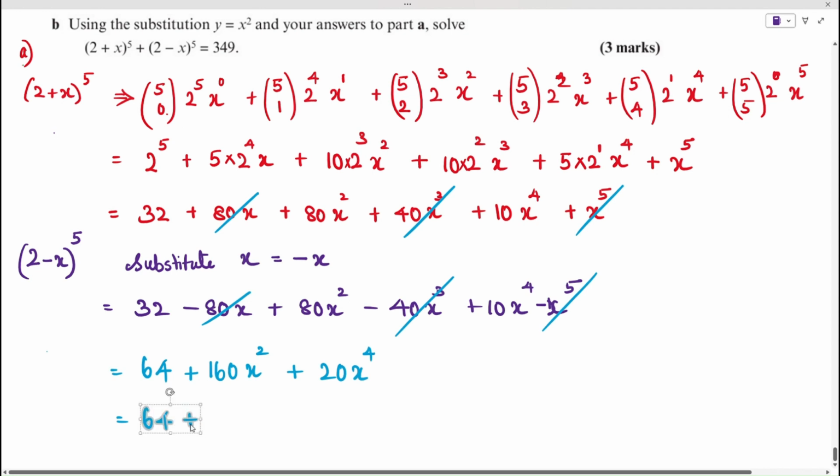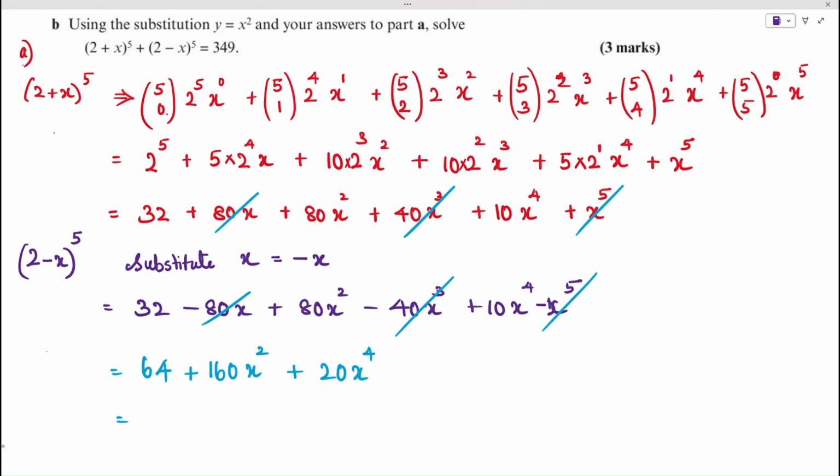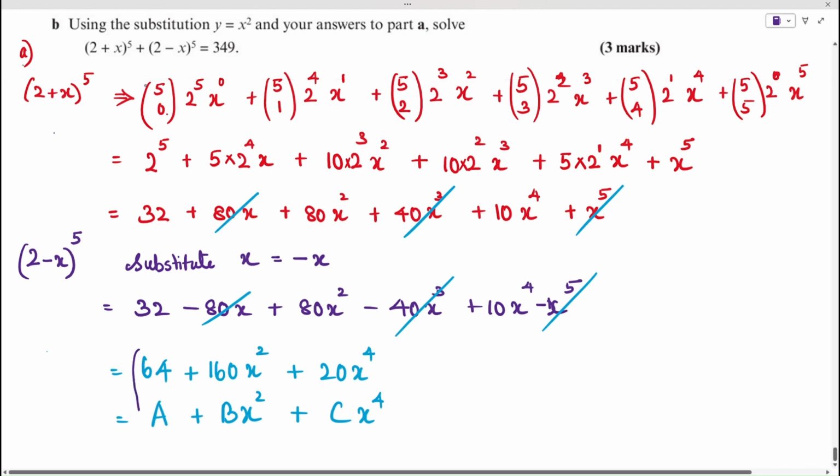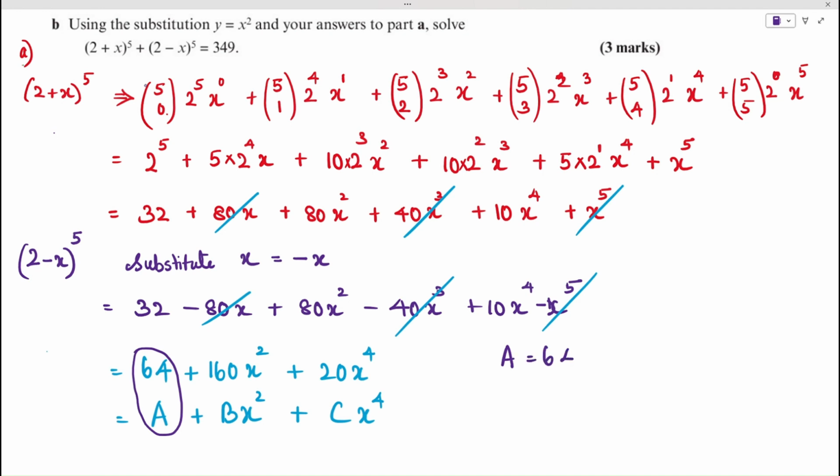And this is in the form of a plus bx squared plus cx to the 4. Now a is equal to 64, b is equal to 160, and c is equal to 20.